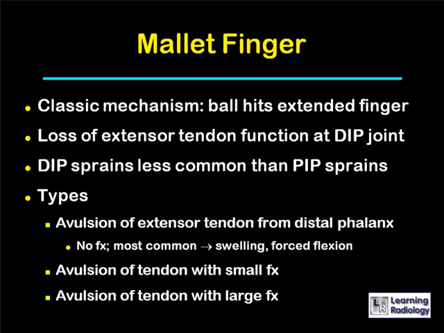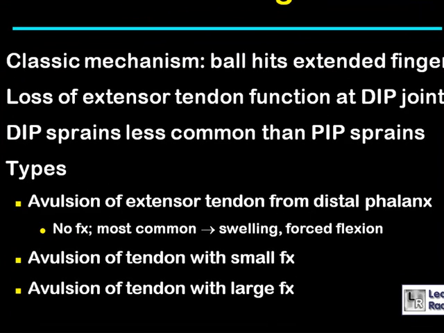The types of injuries that can occur here are an avulsion of the extensor tendon from the distal phalanx with no fracture. This is the most common variety. It will produce swelling and forced flexion of the terminal phalanx. Or there can be avulsion of the tendon with a small fracture, or avulsion of the tendon with a large fracture.